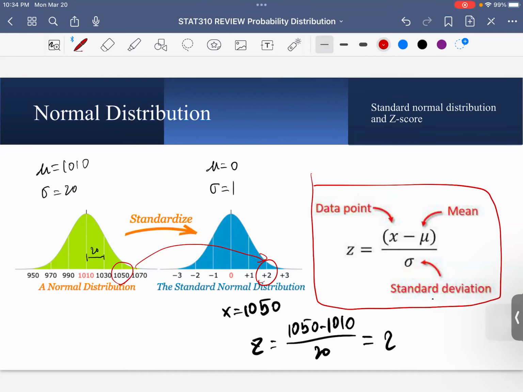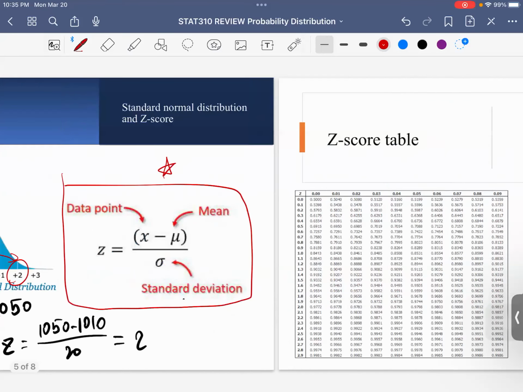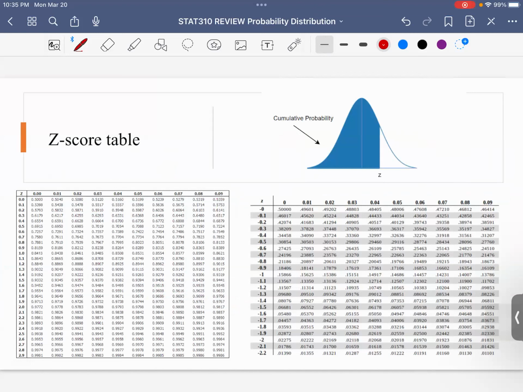Positive 2. So this equation is super important because you will use it very often. Just keep that in mind. And about the z-score, you will need to deal with the z-score table.